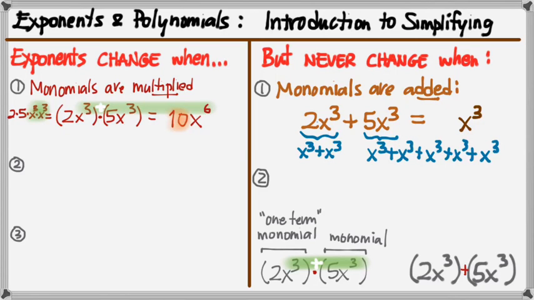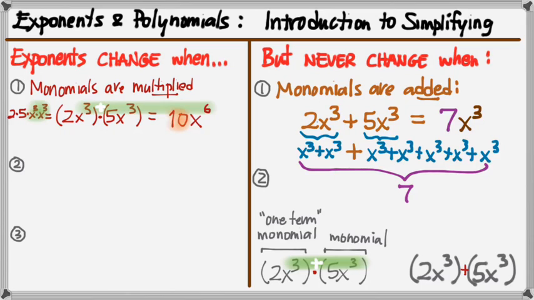So if I take 2 copies of x to the third, 2 multiples of x to the third, and I add them to 5 multiples of x to the third, all I really need to do now is count how many multiples of x to the third I just wrote. How many did I write? 7. So since I have 7 copies of x to the third, what is my sum going to be? 7x to the third. Yeah, right.